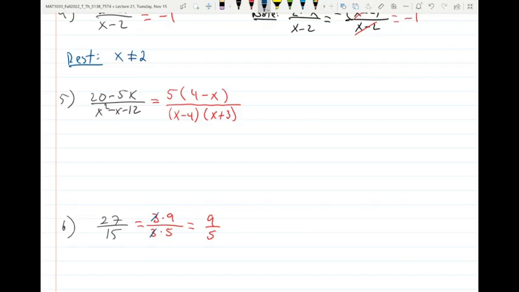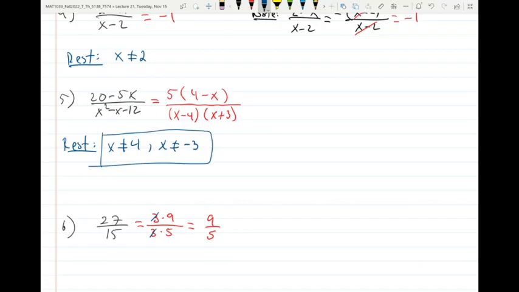But before we get to do that, let's write down the restrictions. What are the restrictions? So x cannot be 4 and cannot be negative 3. Does everybody understand this? The 4 is coming from the first parenthesis, and the negative 3 is coming from the second parenthesis. Okay? These are the only values that make this bottom equal to 0. So we say, okay, as long as x is none of these two guys, that expression makes sense. All right, now we simplify.